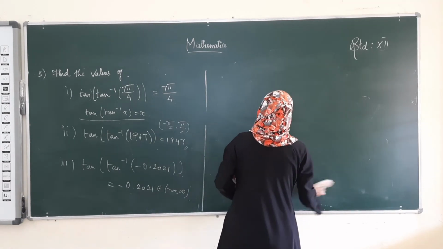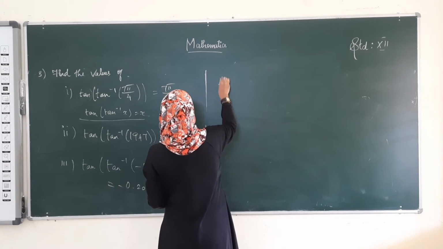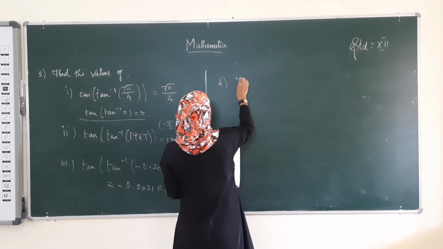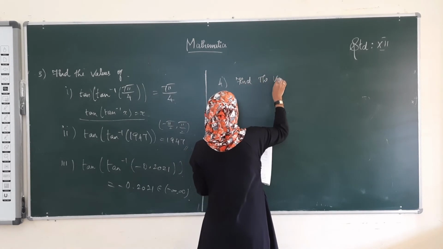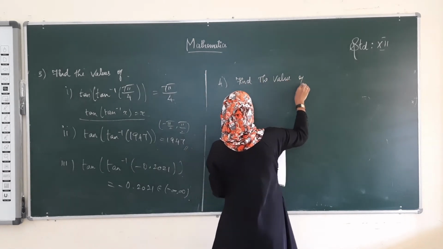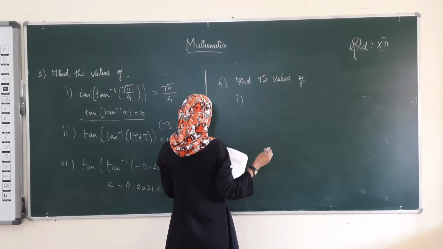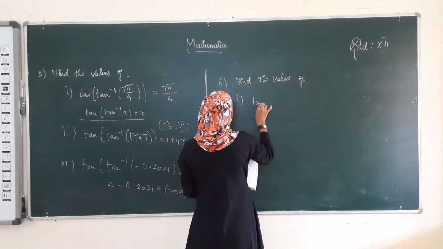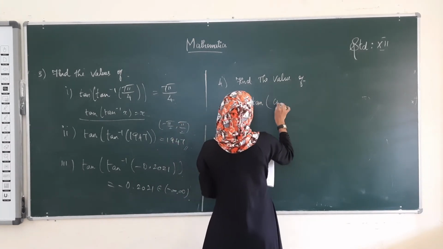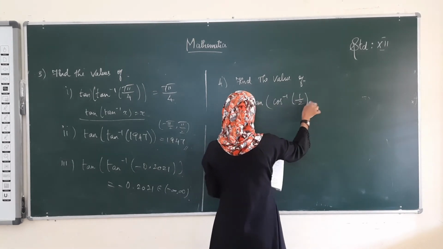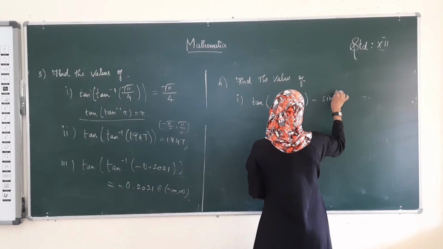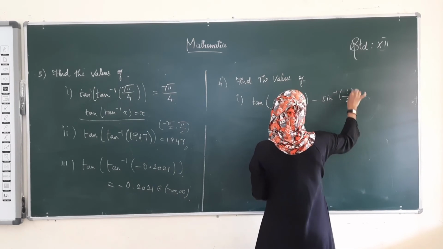Now, the fourth sum. What's the fourth sum? Find the value of. They have given 3 subdivisions. What's the first subdivision? Tan of cos inverse of 1 by 2 minus sin inverse of 1 divided by 2.